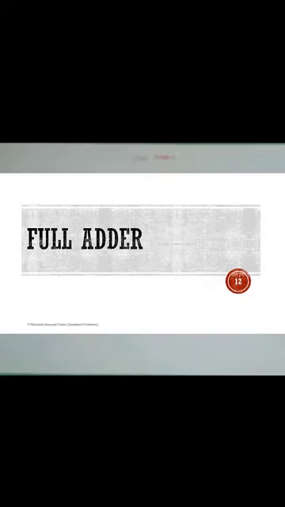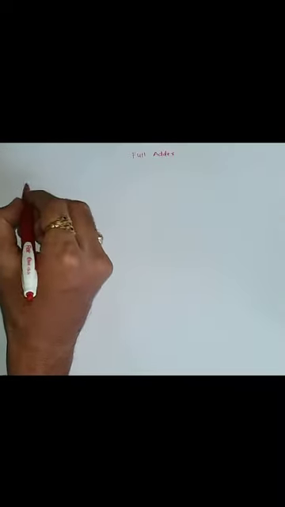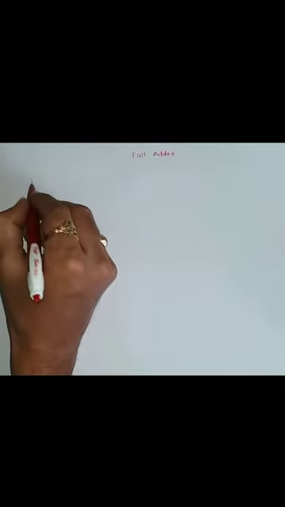In this video, I am going to explain the working of a full adder. A full adder is a combinational circuit which contains 3 inputs and 2 outputs. So let us see the block diagram of the full adder.